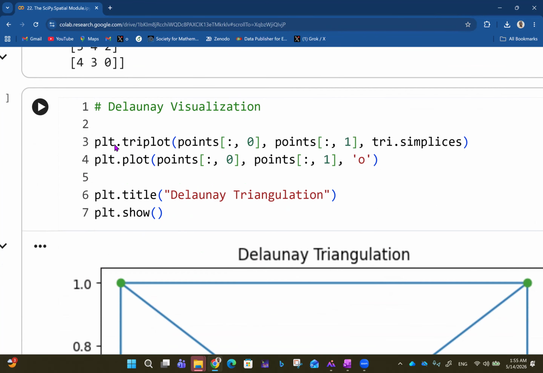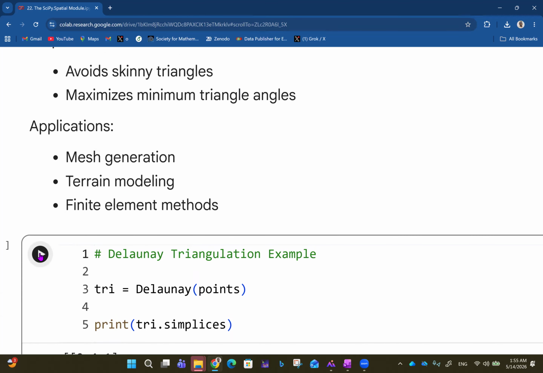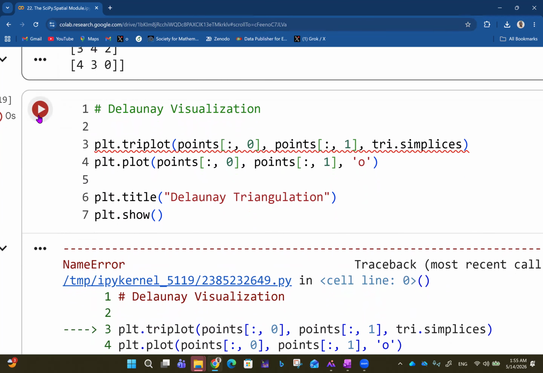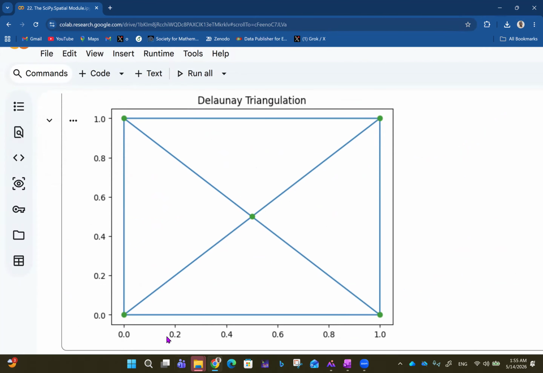So for the visualization, now you have plots, triplot, points, 0, 1, and all that. And then you have something like this. Oh, I didn't run this. That's why it's giving that error. So I run this so that this can work. Yeah, that's it. So each point becomes part of a triangle, and the triangles are not overlapping.